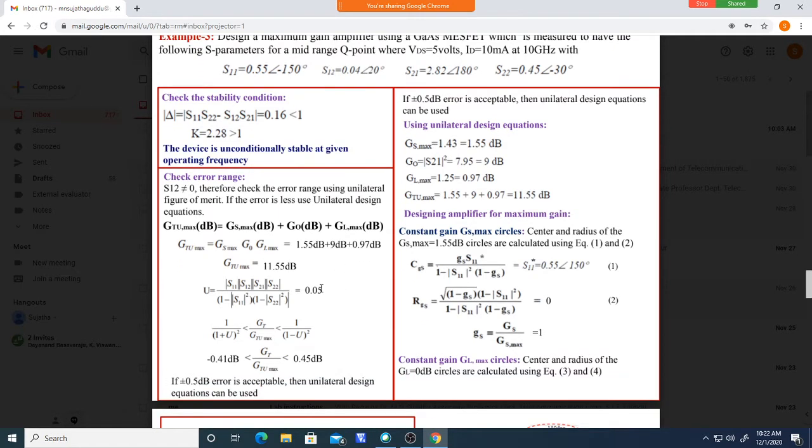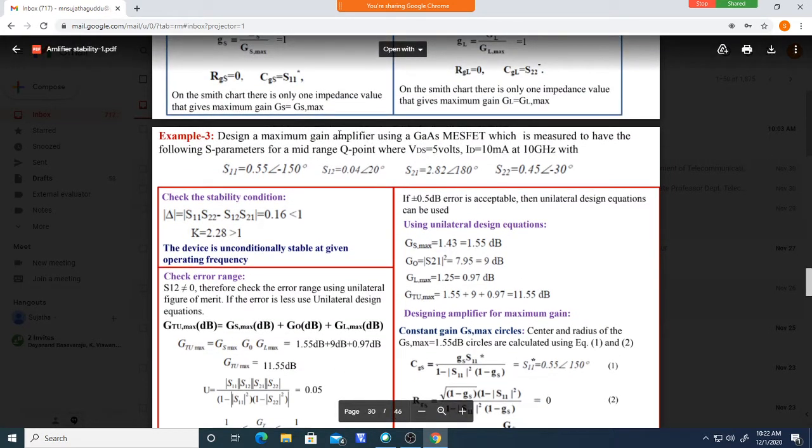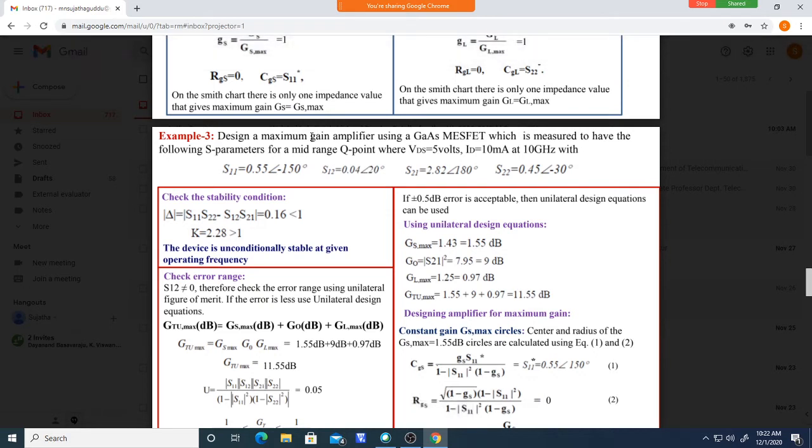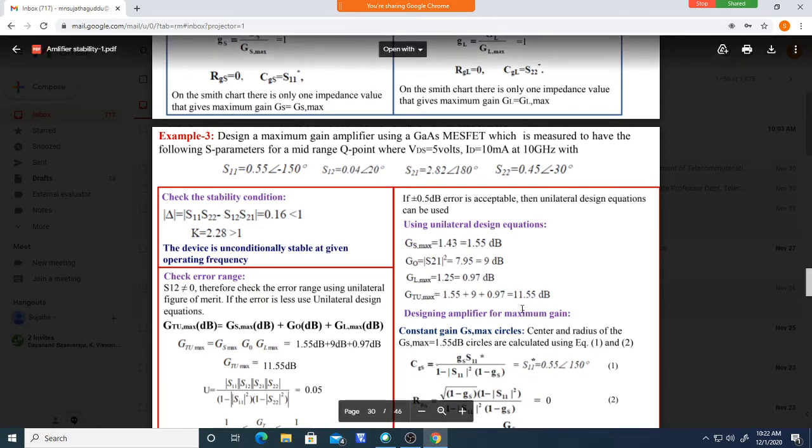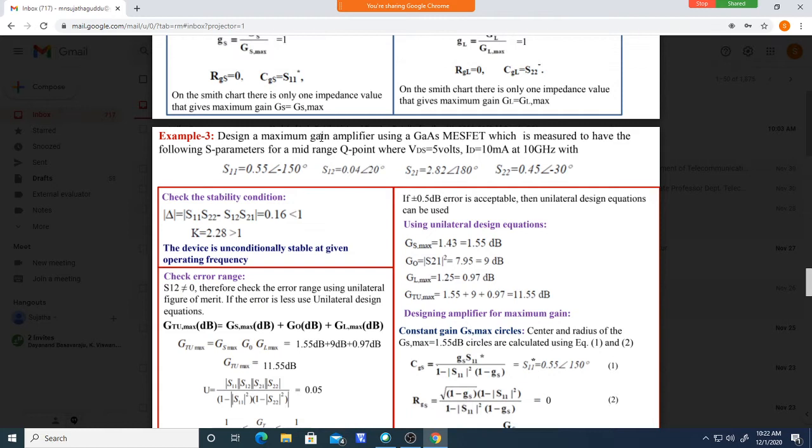What have we now got? We got the maximum gain, which was not specified. We calculated that and got 11.55 dB. So you should design the amplifier to that value. Once we know this value, what is the next step? You should verify whether it is unilateral or bilateral. From this problem it is not unilateral, so you should check the unilateral figure of merit.